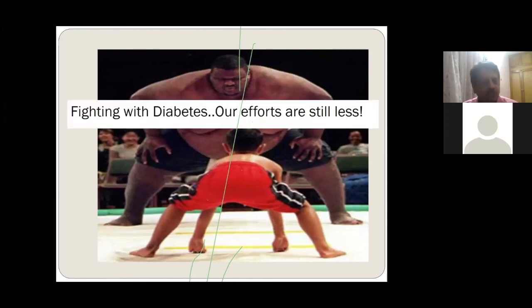We are still fighting with diabetes, which is an important thing, but the efforts are still much less. Thank you very much.